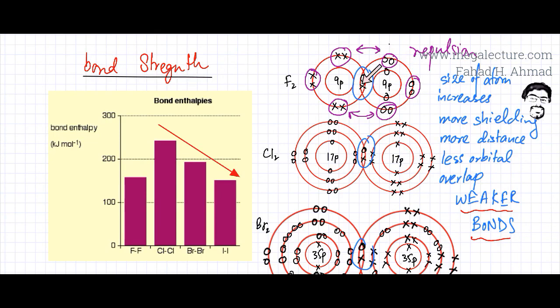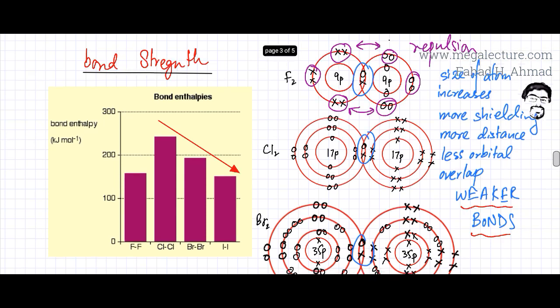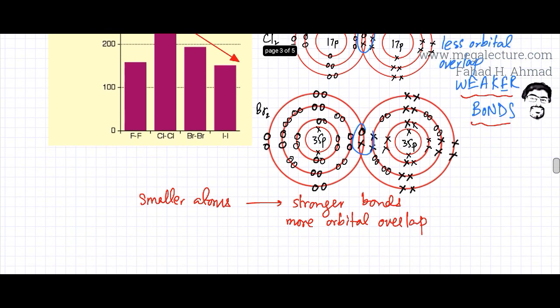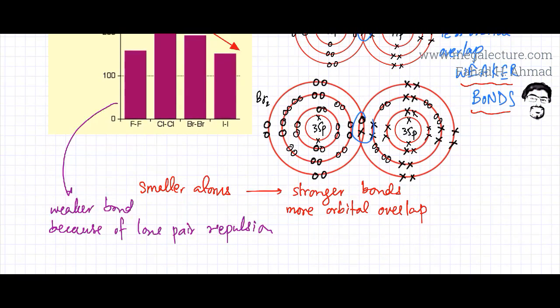There's going to be more repulsion rather than attraction. The nuclei, instead of getting attracted to the shared electrons, would instead be repelled. The two atoms would be strongly repelling each other. The lone pairs of one atom would be strongly repelling the lone pairs of the other atom, and this would make it very easy for the bond to break. So fluorine hence has a much lower bond strength or bond energy, and the reason is that it has a weaker bond because of the lone pair repulsion.